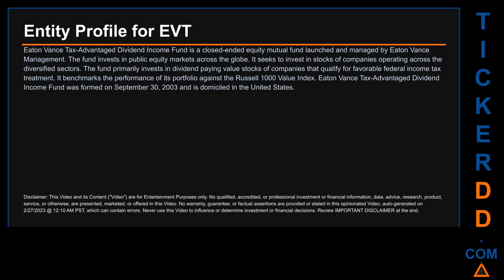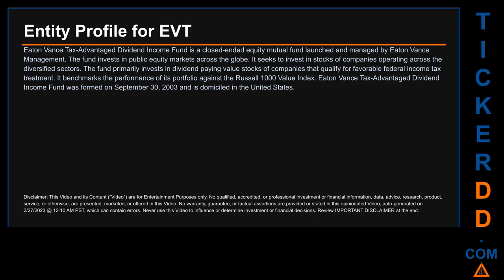I searched the public web to find information about the company that is behind this ticker. Here is what I found. Eaton Vance Tax Advantage Dividend Income Fund is a closed-ended equity mutual fund launched and managed by Eaton Vance Management. The fund invests in public equity markets across the globe.